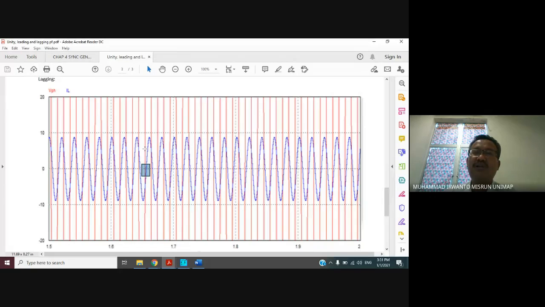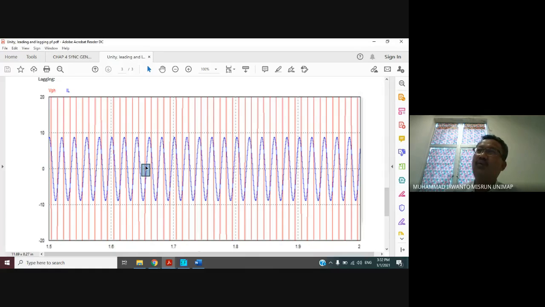The red line is for the phase voltage. After that comes the current, the blue waveform. Meaning the blue one lags, and the red one comes first. Or we can say that the current waveform lags the voltage, the red line, by how many degrees?